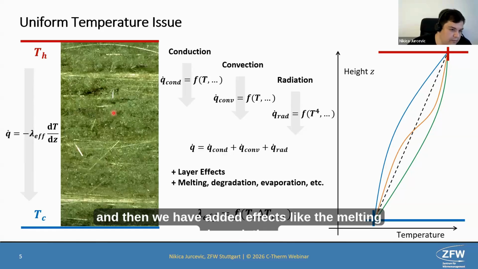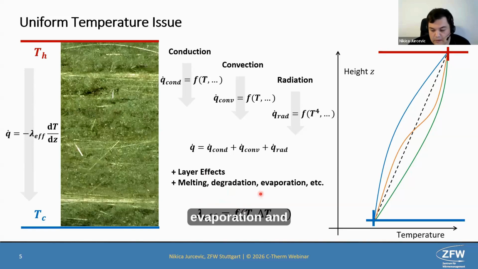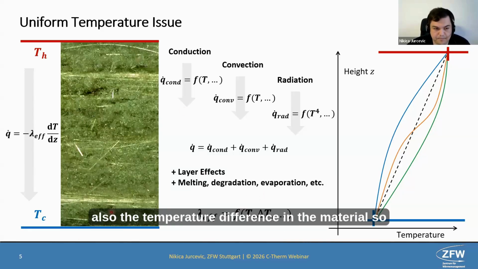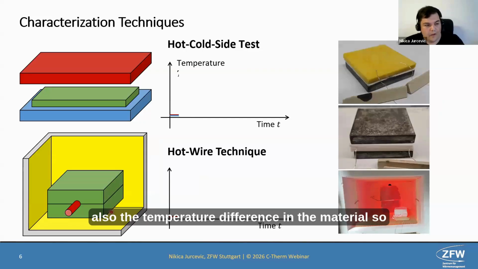So, and then we have added effects like the melting, degradation, evaporation, and so on. So the thermal conductivity is a function of the temperature, but also the temperature difference in the material.